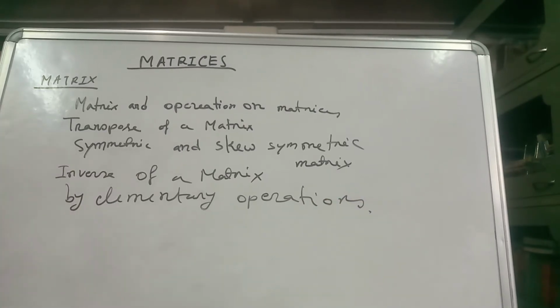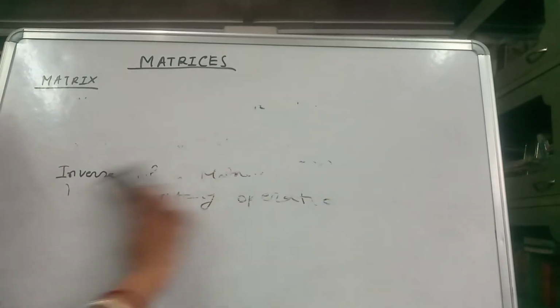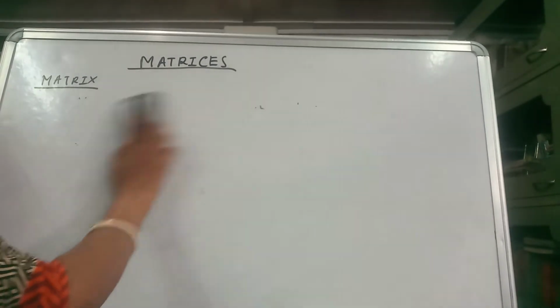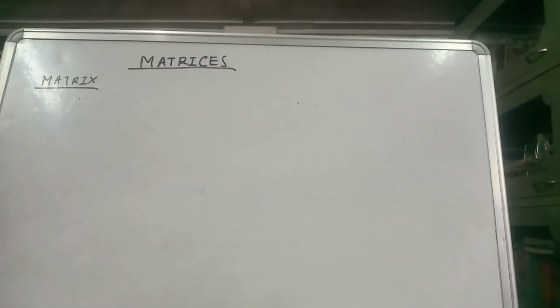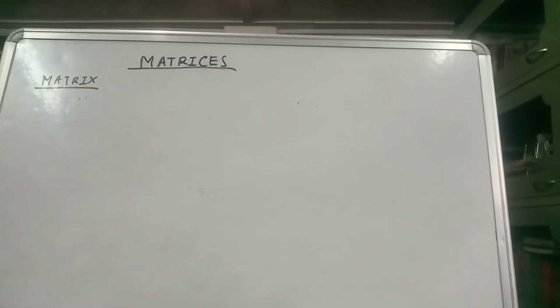That is, the chapter is matrices. The topics for class 12 are matrix and operation on matrices, transpose of a matrix, symmetric and skew symmetric matrix, inverse of a matrix by elementary operations. At first, what is a matrix? A matrix is a rectangular array.